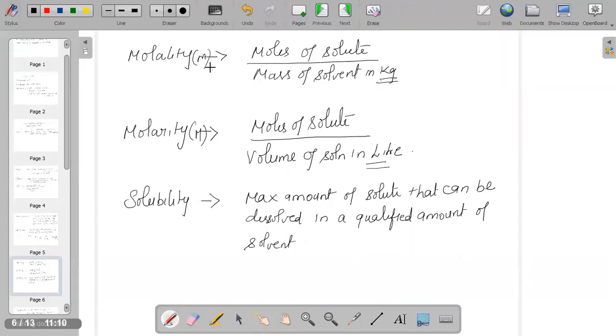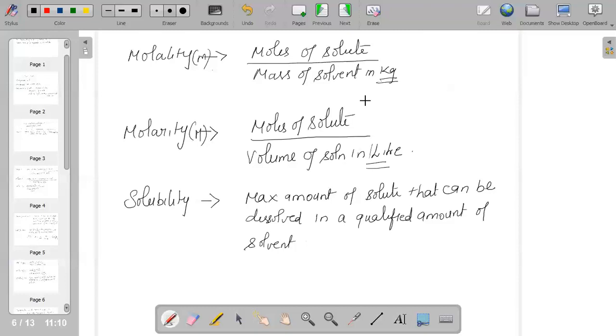So molarity is the ratio of the number of moles of solute to the volume of solution. Do focus on the unit, it is very important. They may give you values in kg or in grams, and then accordingly you have to convert it.